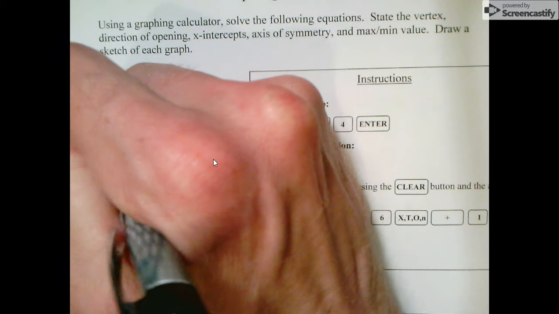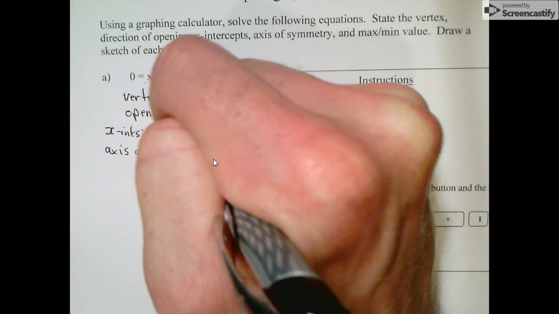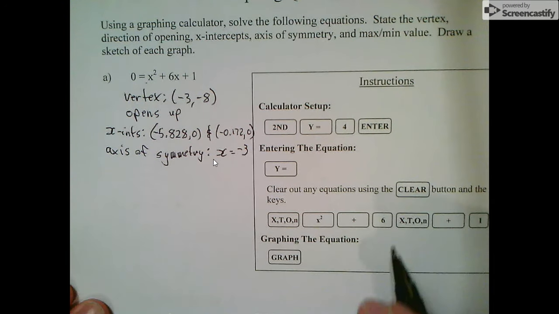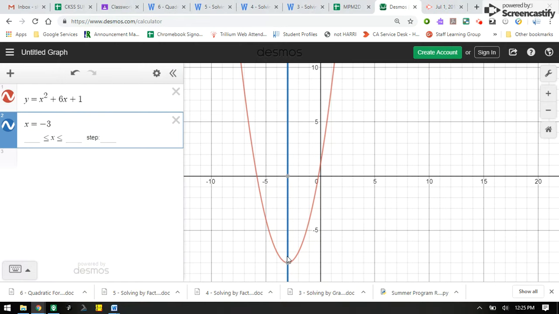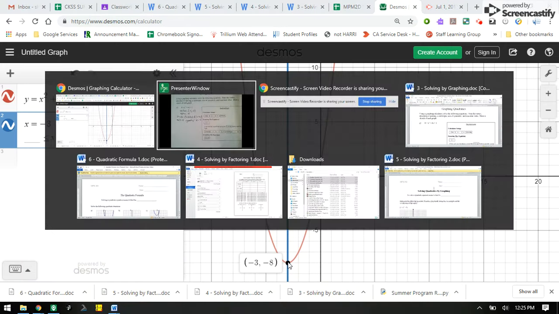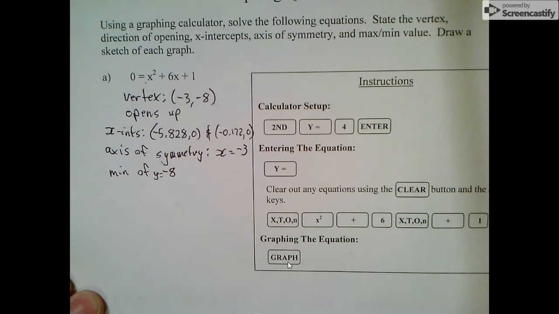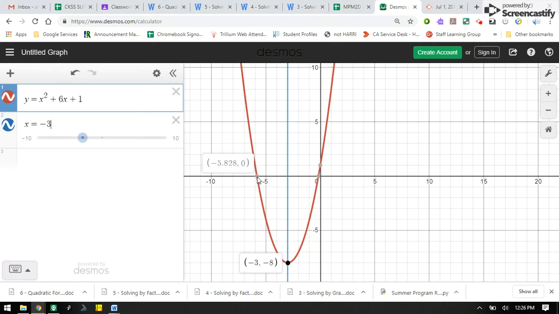So our axis of symmetry is going to be x equals -3. The max or min value, well, it's going to be a min, and the value at the min is -8. So it's a min of y equals -8, and you can sketch just by replicating what's already there. And notice you would want these key points where the intercepts fall, where the vertex is, and then you kind of just extend in every direction.